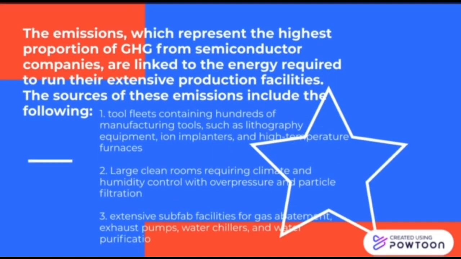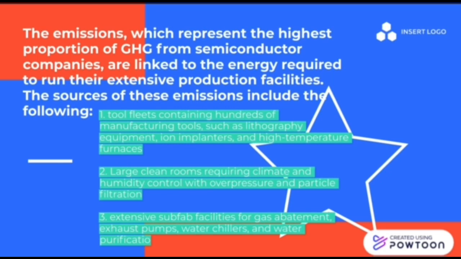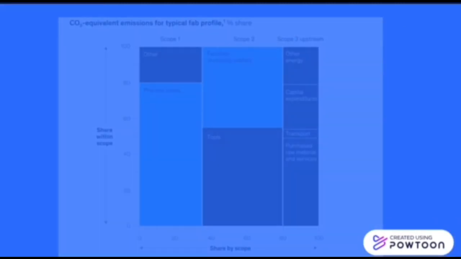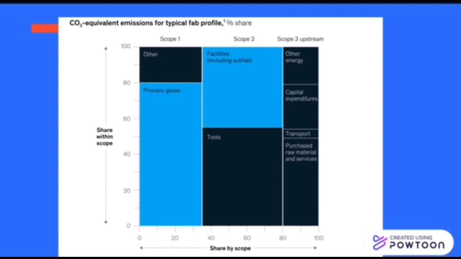The emissions which represent the highest proportions of GHG from semiconductor companies are linked to the energy required to run their extensive production facilities. This is the graph of carbon dioxide equivalent emissions for a typical fab profile.